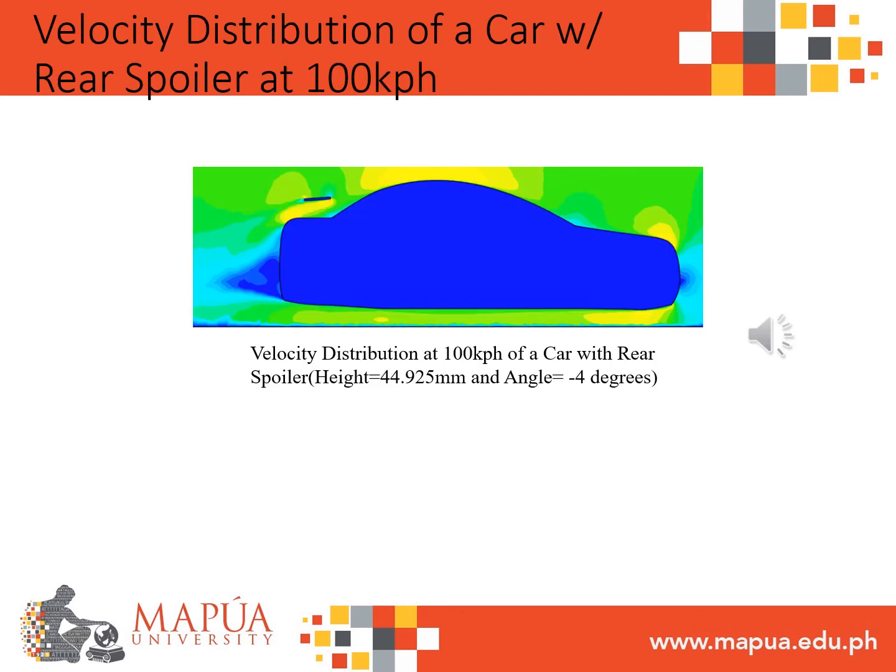Earlier, we discussed the velocity distribution of a car with a rear spoiler whose height is 44.925 mm at -4 degree angle running at 80 kph. Now, when the speed becomes 100 kph, we can see the velocity distribution doesn't change that much. That is why the resulting drag coefficient at 80 kph and 100 kph didn't differ that much.